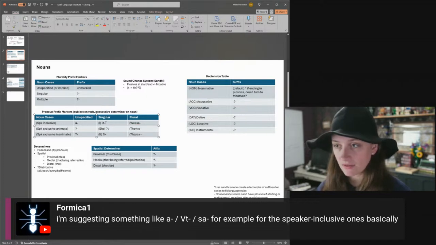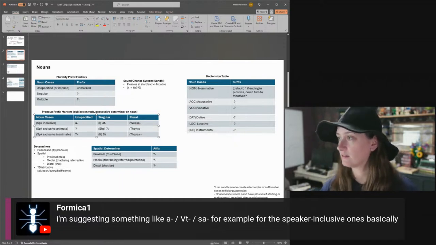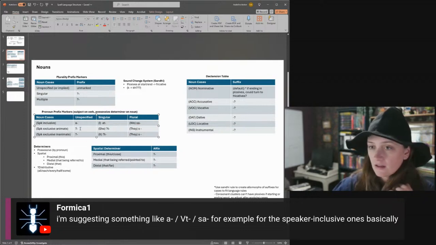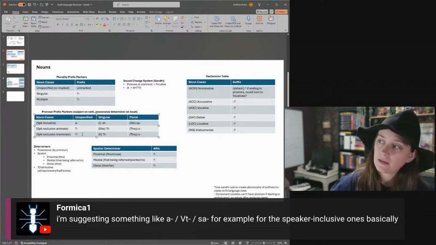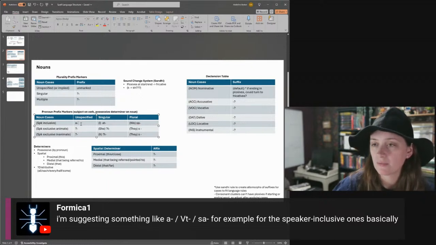Because what I have here... oh, wait, no. That's A. It would still be like that. Potentially. So if we did something like that, which could be fun, then we could just have different vowels here. Speaker exclusive, animate, and inanimate. Yeah, because we wouldn't use these very often. The ones we would use most often would be this one.